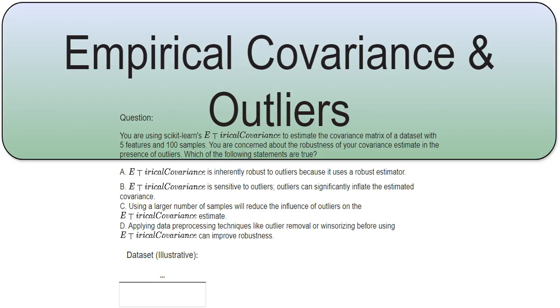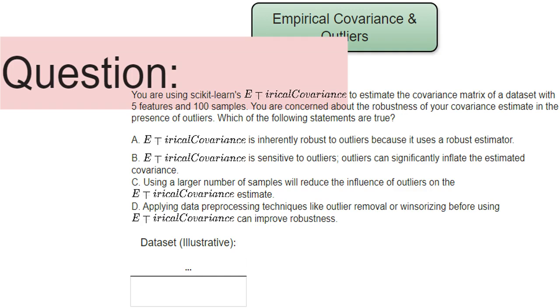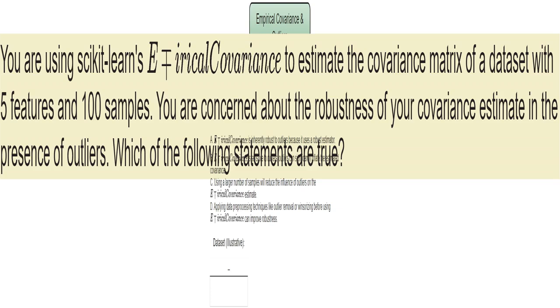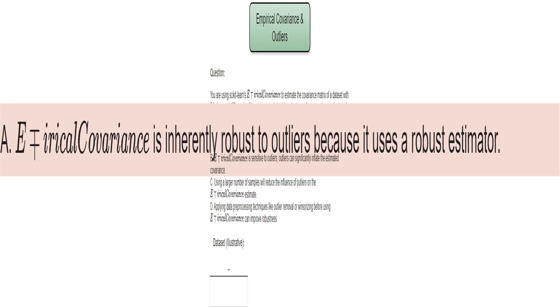I'm looking at how scikit-learn's empirical covariance handles outliers in estimating covariance matrices. It's all about understanding how much those unusual data points affect the results. This is a multiple-choice question testing your knowledge of how outliers impact empirical covariance, a method for estimating the covariance matrix in a dataset. This sets up the scenario. I have data, I'm using a specific tool, empirical covariance, and I need to decide how sensitive this tool is to outliers.